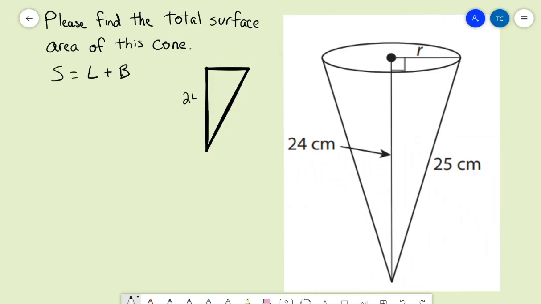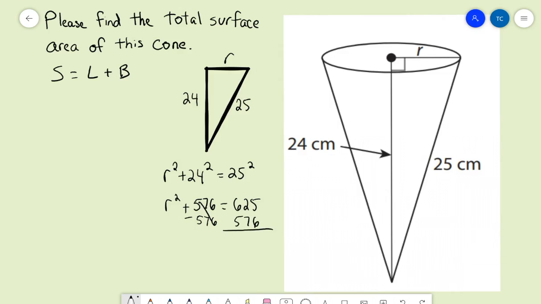So the height is 24, but the slant height is 25, and the radius we can do the Pythagorean theorem for. So r squared plus 24 squared equals 25 squared. I don't know what r squared is, but I do know that 24 squared is 576, and 25 squared is 625. Let's subtract these two. I think that's 49, right? Yeah, it's 49. r squared equals 49, and we got ourselves a nice whole number. So the radius is 7.